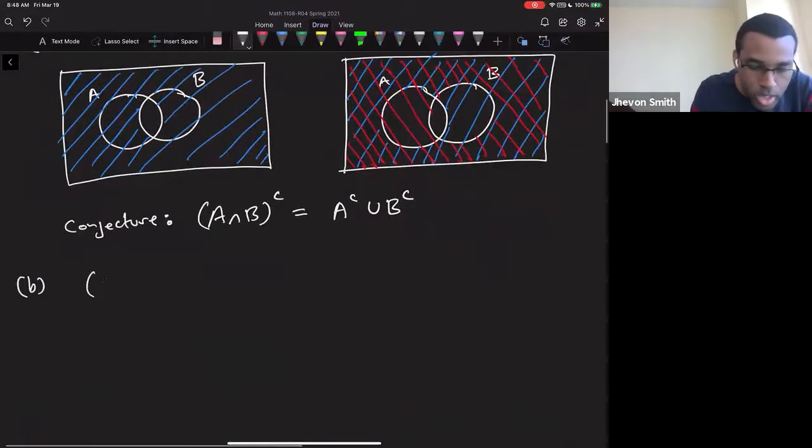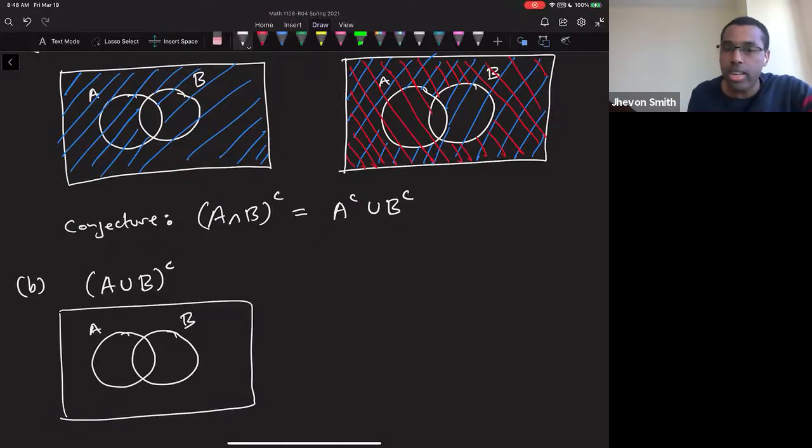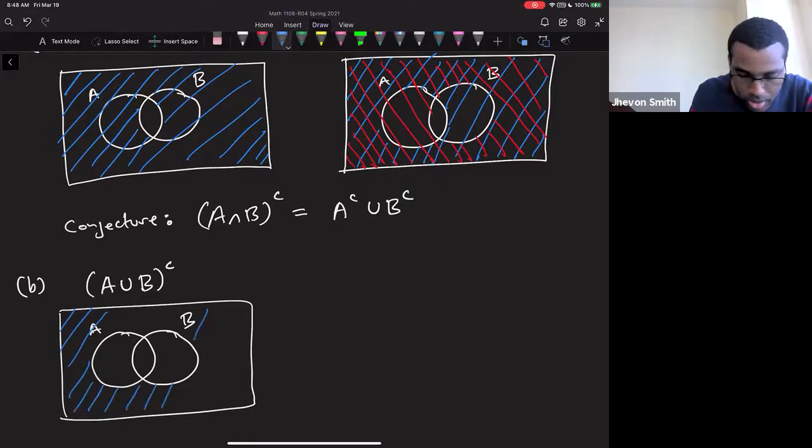What if I were to take the complement of a union? So the union is everything that's shaded in either circle, but I want the complement of that. So I'm going to shade what's outside of either circle.